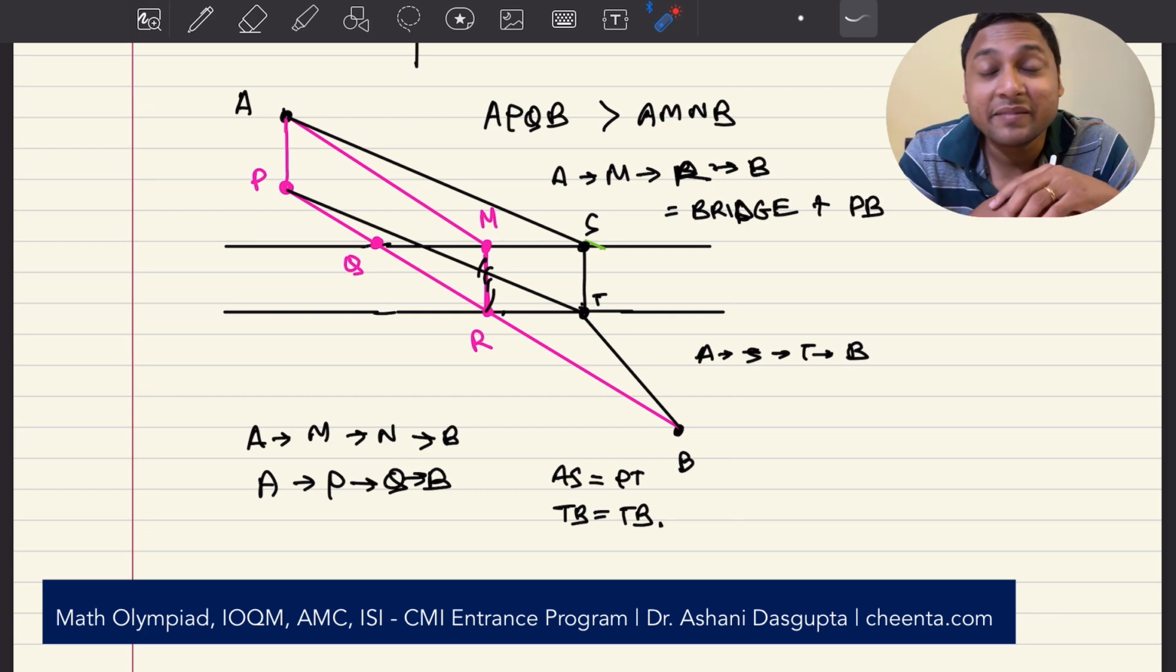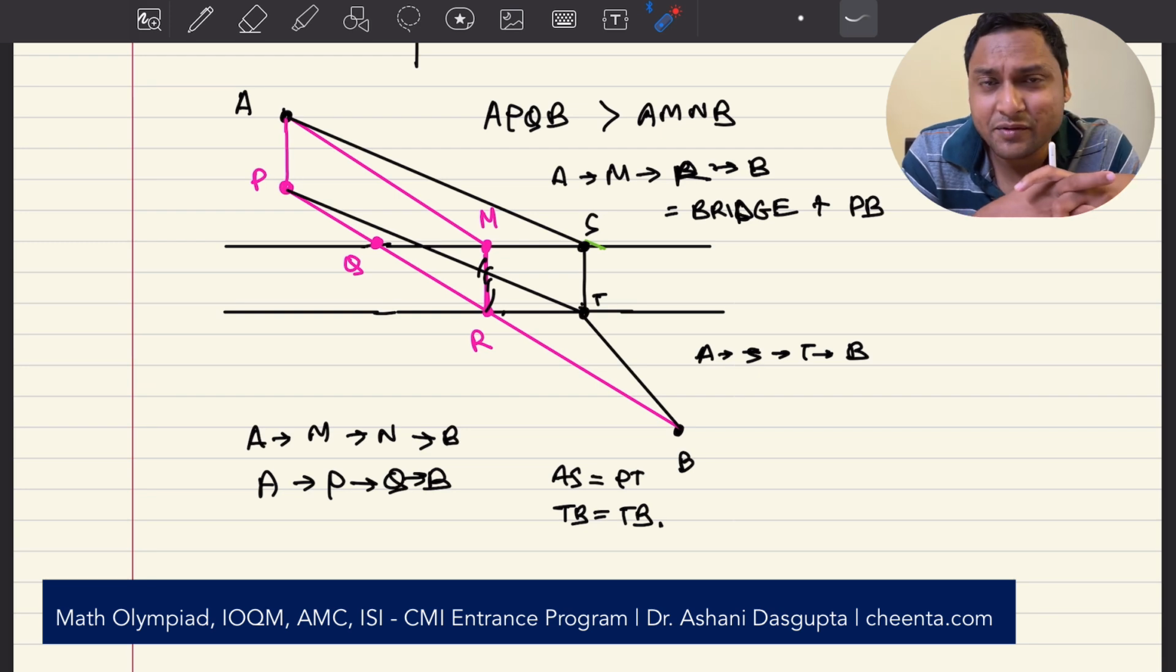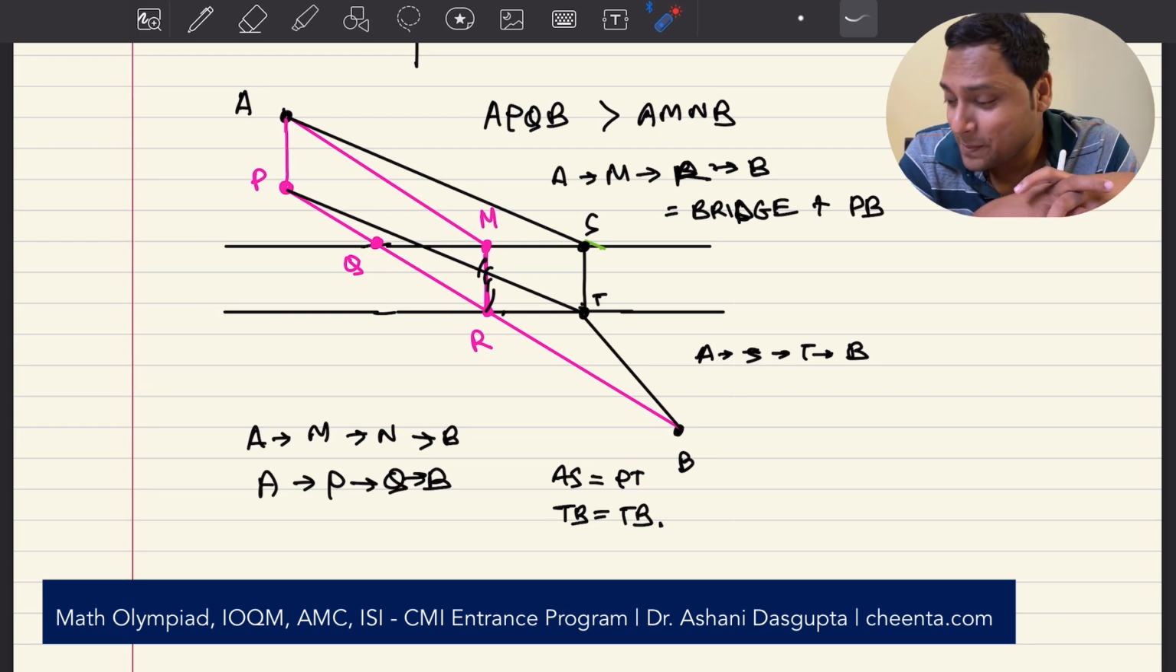Translation can be used to solve many other exciting problems. We discuss these often in the Advanced Math Olympiad programs at Cheenta. And if you are a member of it, you've seen it many times before.